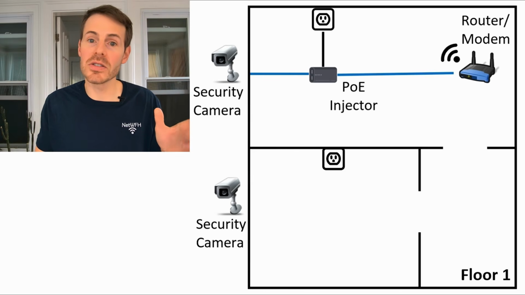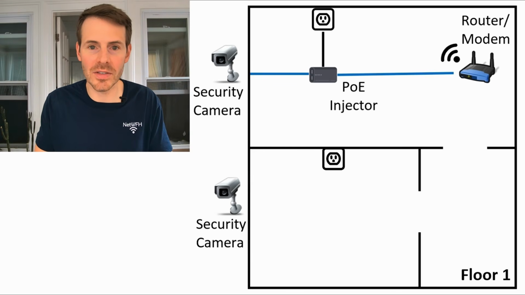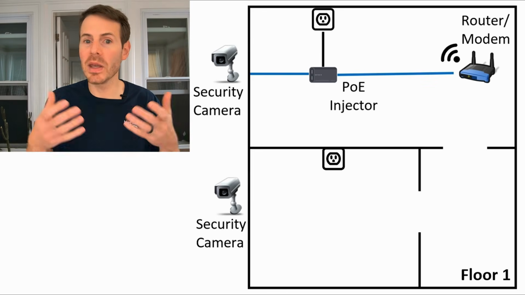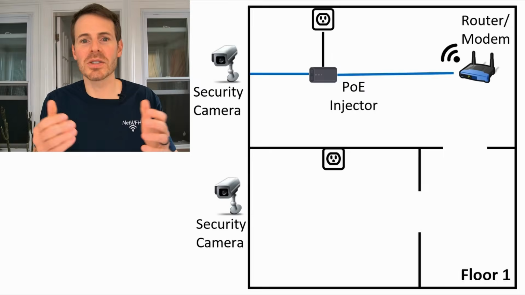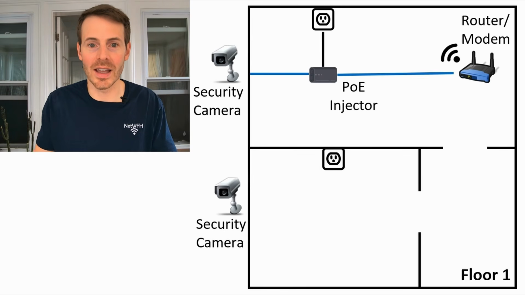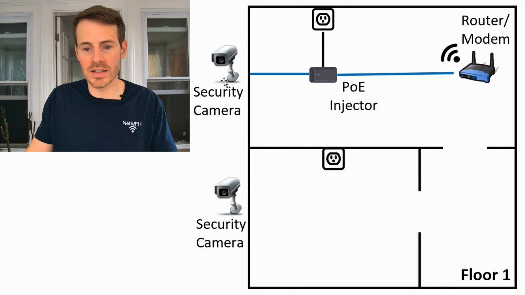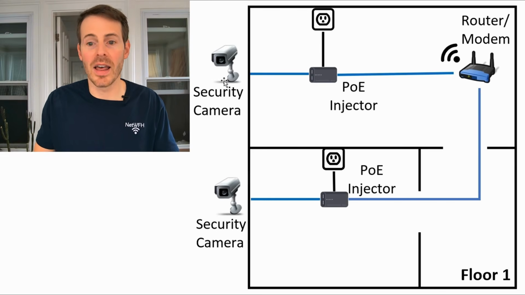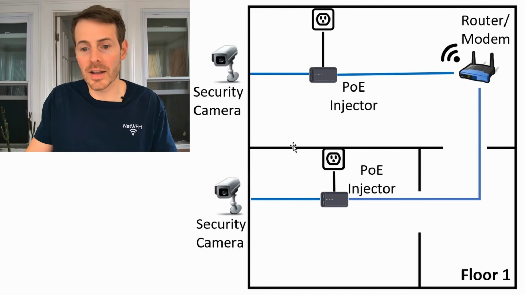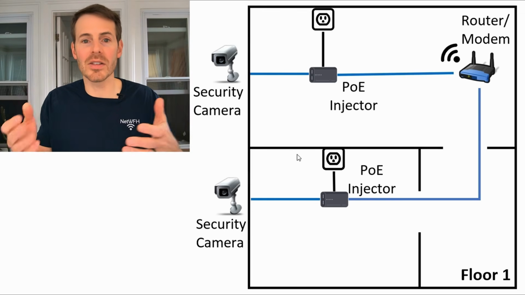PoE injectors are made to power one PoE device. So if we have multiple PoE devices, we want to use a PoE switch. Well, here is where some planning needs to come into play. Because these two PoE security cameras are not that close to each other, it might be easier to use another PoE injector. That way, if you had a switch trying to connect both of these devices, it might get a little complicated. You might have to go through these walls with the Ethernet cable.